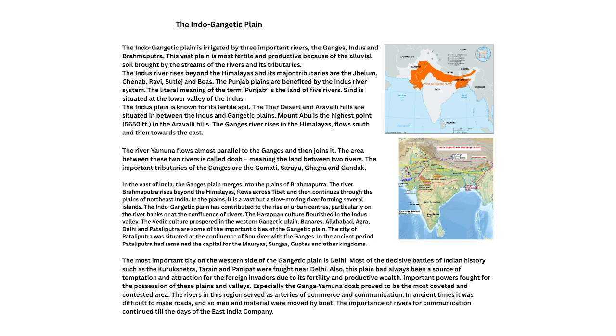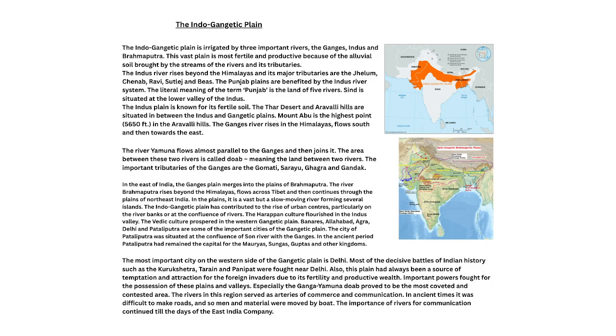The Ganga River rises in the Himalayas, flows south and then towards the east. The river Yamuna flows almost parallel to the Ganga and then joins it. The area between these two rivers is called Doab, meaning the land between two rivers. The most important tributaries of the Ganga are the Gomti, Sarayu, Ghagra and Gandak. In the east of India, the Ganges plain merges into the plains of Brahmaputra.